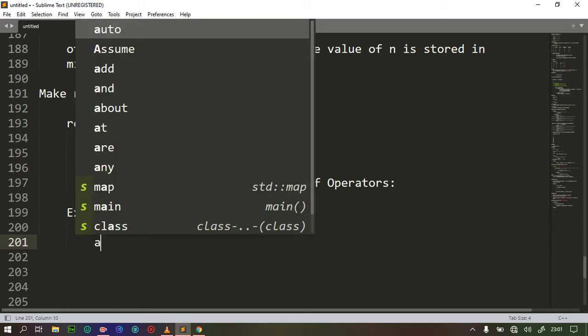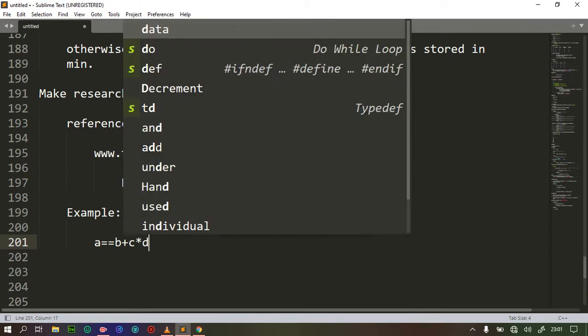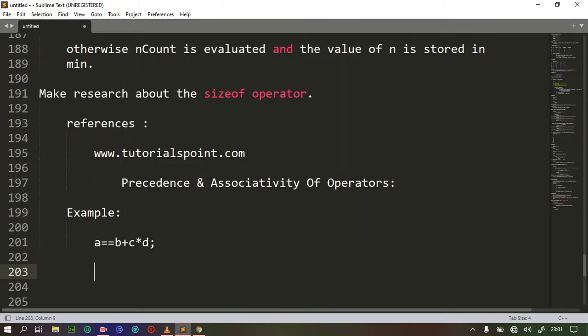Assume we have A is equivalent to B plus C times D. Take a look at this expression. I'm saying A equivalent, not assignment, A equivalent to B plus C times D. Now, what does this mean?